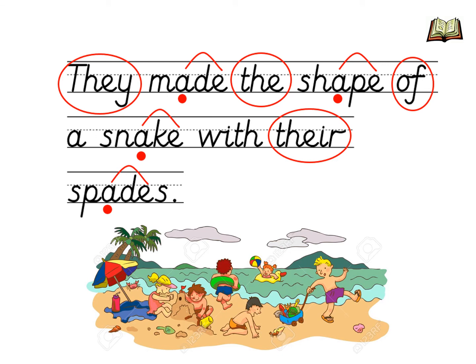We are definitely ready to have a go at reading this sentence now. I would like you to pause this video and read it 3 times, then click play for us to read it together. Let's read this together now. They made the shape of a snake with their spades.